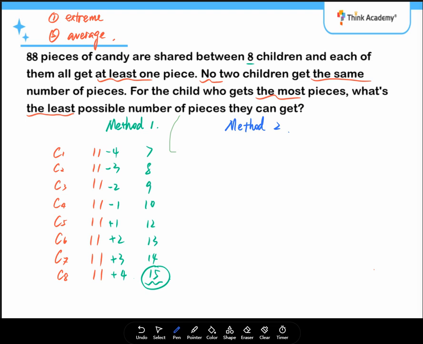I have another question. Yes. What's the biggest least? The biggest least. What do you mean, the biggest least? Is that the largest minimum?